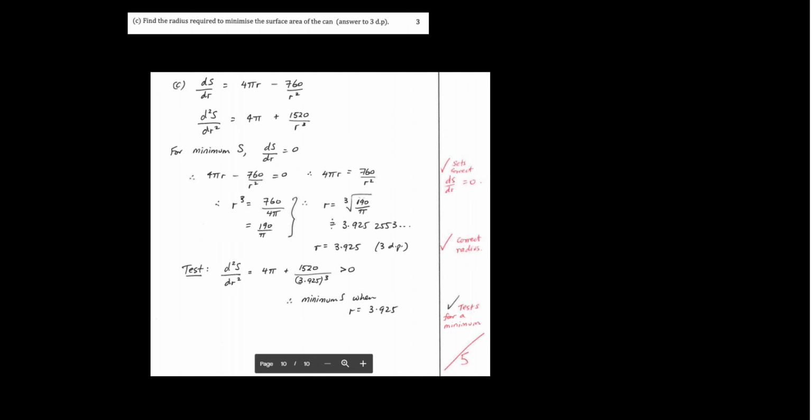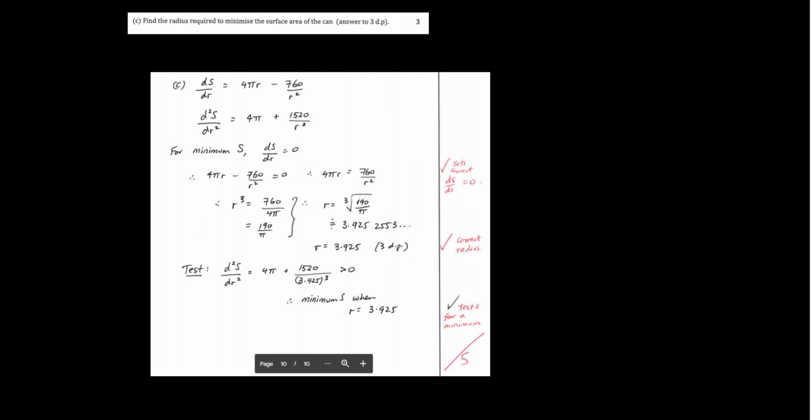So then you go, okay, when I get my first derivative and it's equal to 0, we go r cubed equals 760 over 4 pi, just by timesing this equation by r squared, and r cubed equals 190 over pi, and of course then we know that r equals the cubed root of 190 over pi, or 3.925, because see, it did ask for 3 decimal places, so please do actually read the question. So your first mark was for differentiating and knowing to set it equal to 0. Your second mark was solving for the radius.